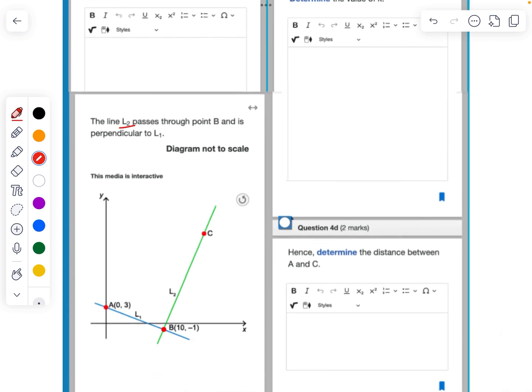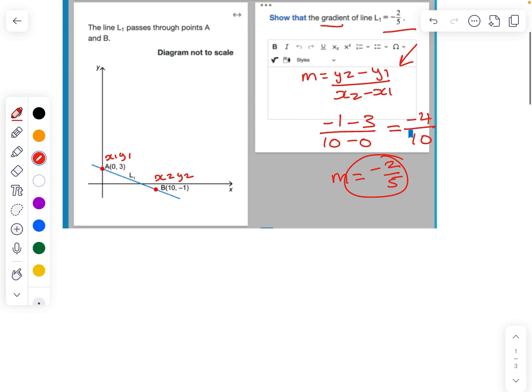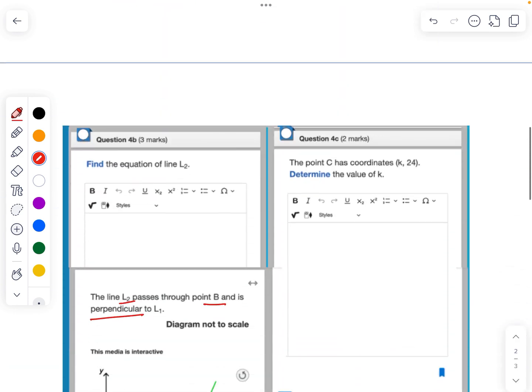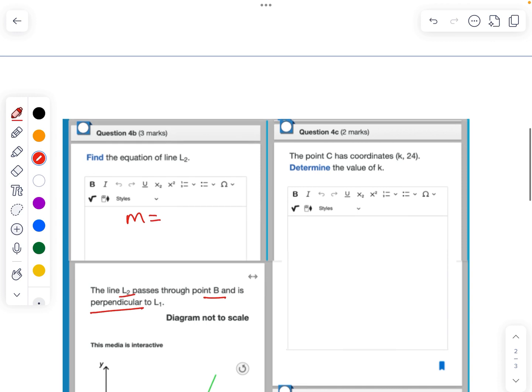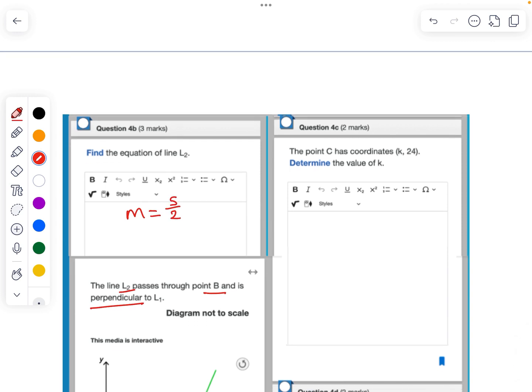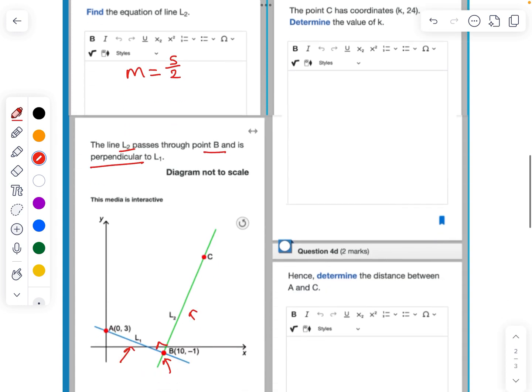Right, the next question then says, if we keep going down, because it's the bottom here, we've got a second line which passes through point B, which is down here, and it's perpendicular. So perpendicular means they meet at a right angle. So we're talking about the negative reciprocal here, okay? What does that mean? It means if you have the 2 gradients and you multiply them together, it should equal -1, okay? So the negative reciprocal means I'm just going to flip the gradient of the first line and change the sign. So that means the gradient, if I flip it, is going to become 5 over 2, and it'll be positive because we changed the sign.